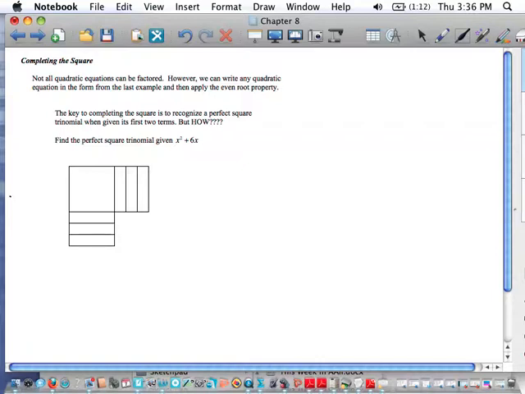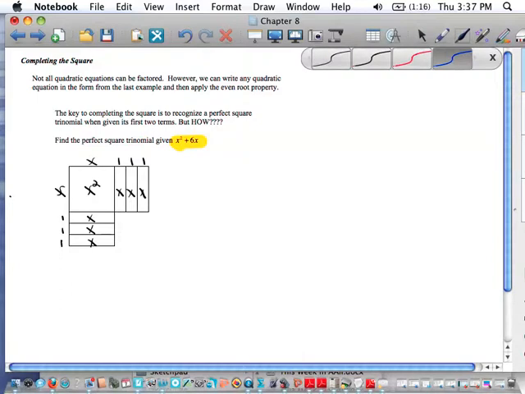If I look at this diagram, and this length is x, this length is x, it gives me an area here of x squared. This is 1 unit, 1 unit, 1 unit, 1, 1, and 1. So the area of each of these long bars is x. So you can see that makes up my x squared plus 6x.